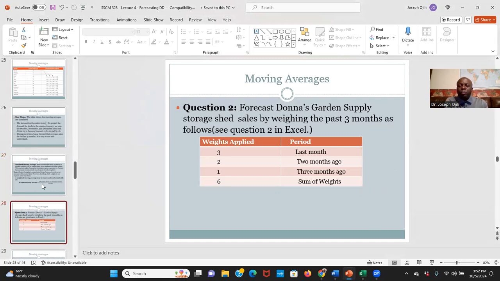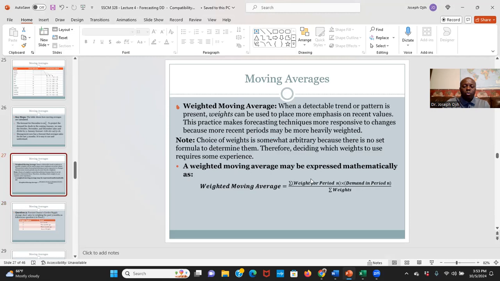Donner Garden Supply Incorporated. So you say forecast Donner's Garden Supply storage shed sales by weighing the past 3 months as follows. Use a weight of 3 for the last month, weight of 2 for 2 months ago, weight of 1 for 3 months ago. Then, of course, the sum of weights is 3 plus 2 plus 1, which is 6. The formula is the weight for period N times demand for period N divided by the sum of weights.